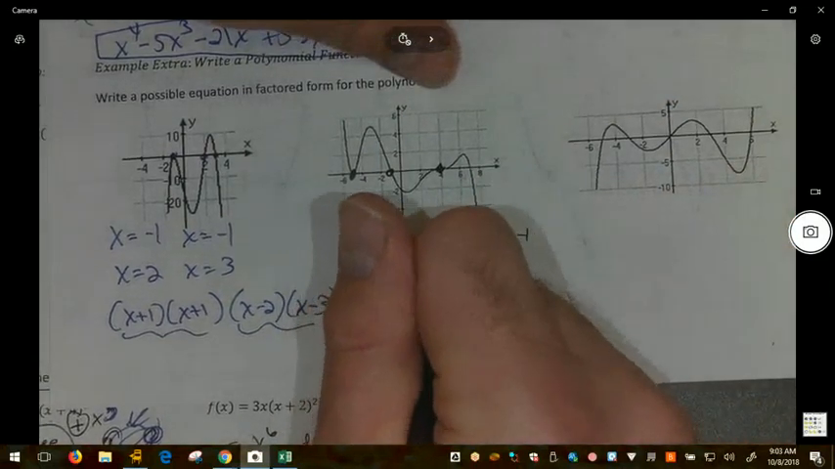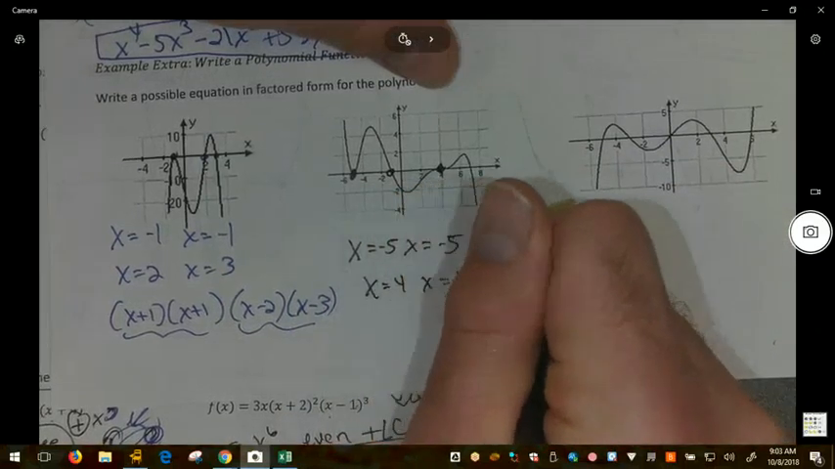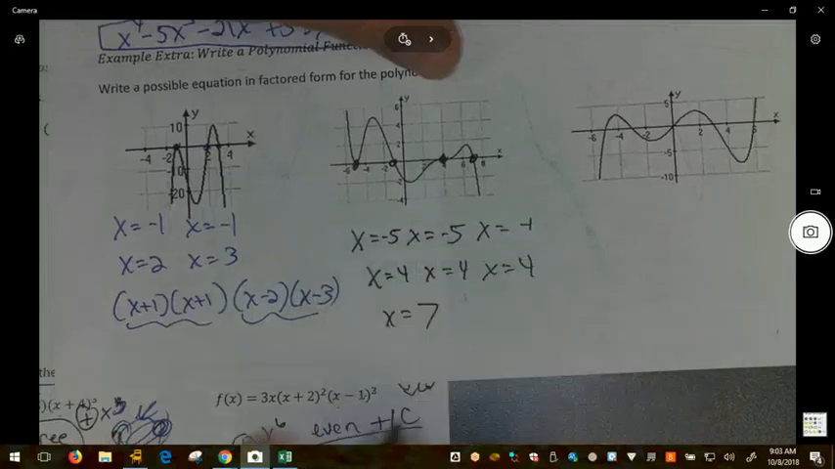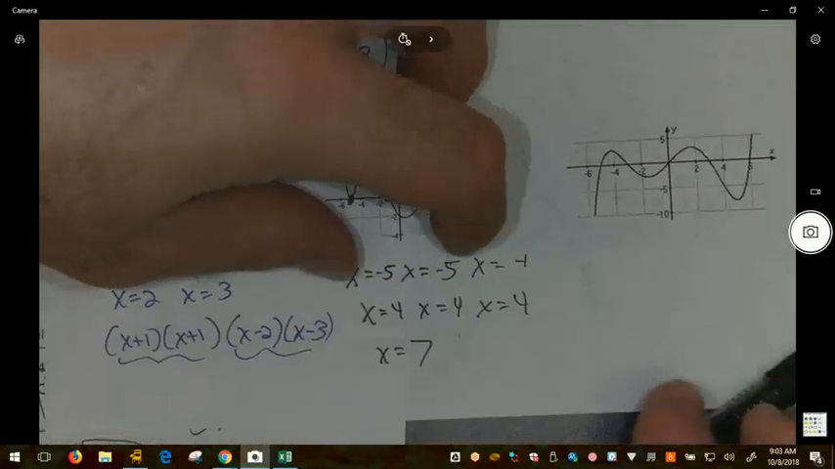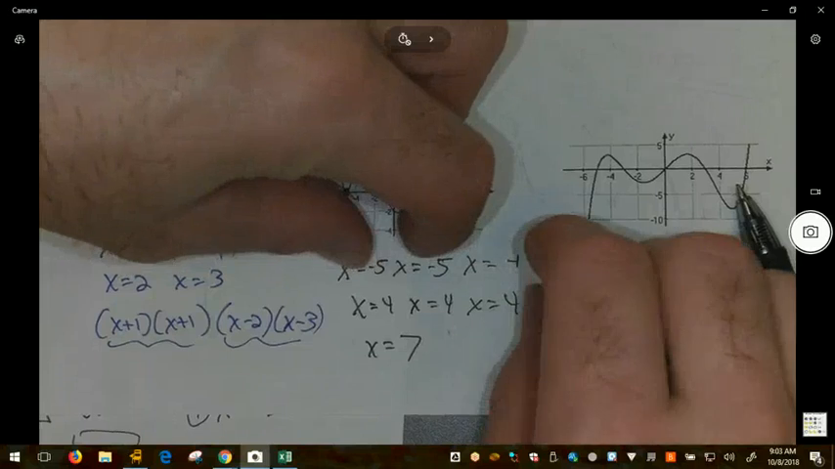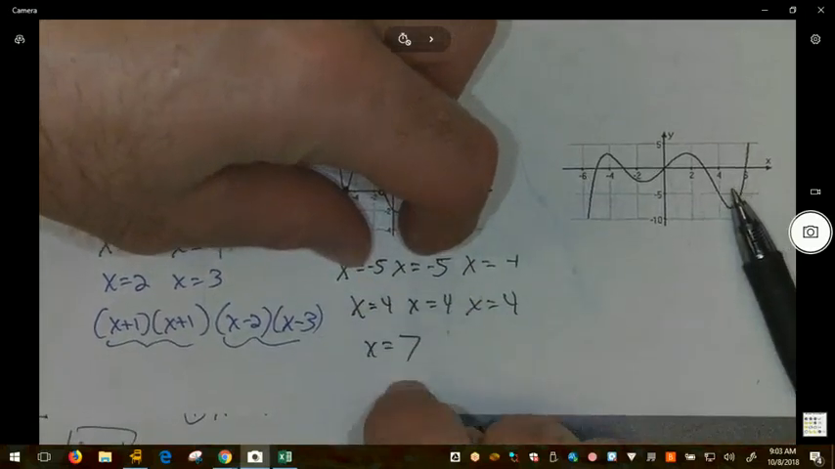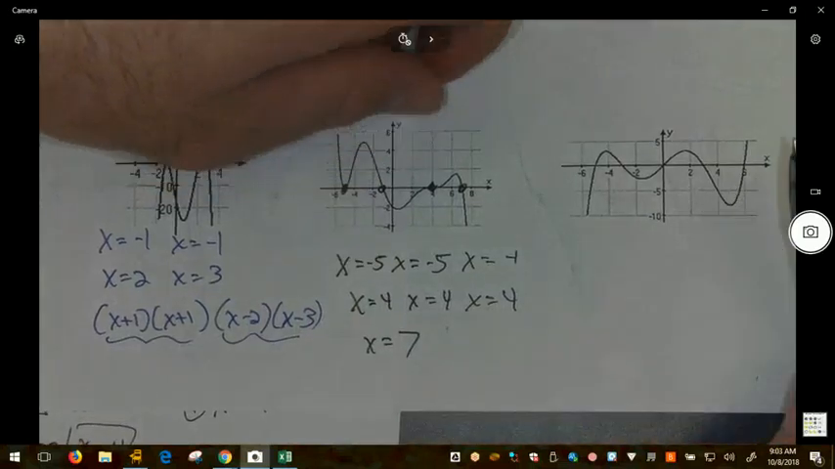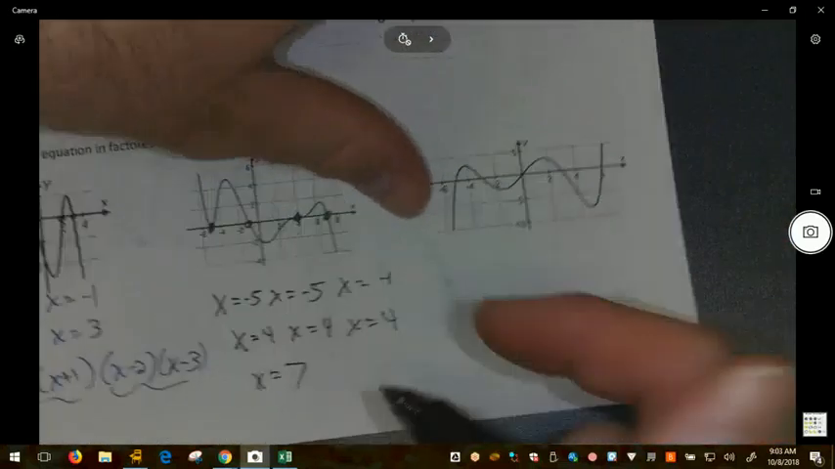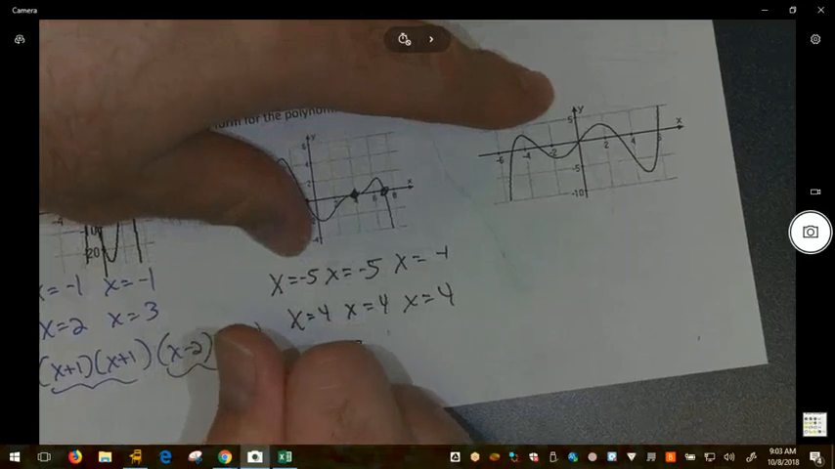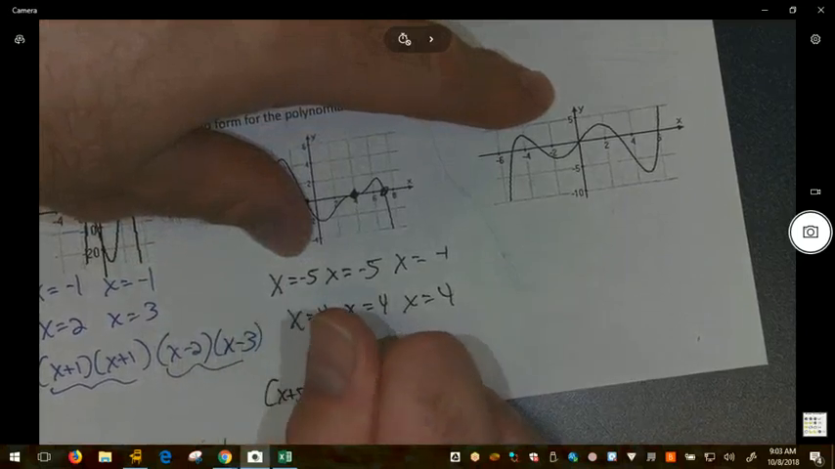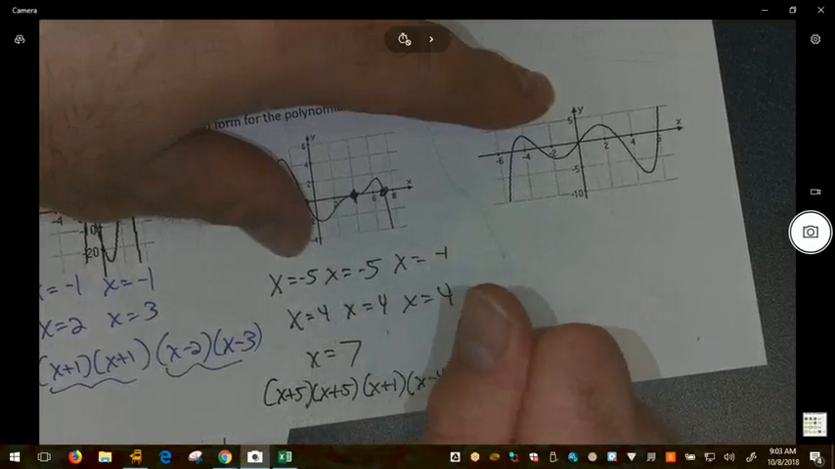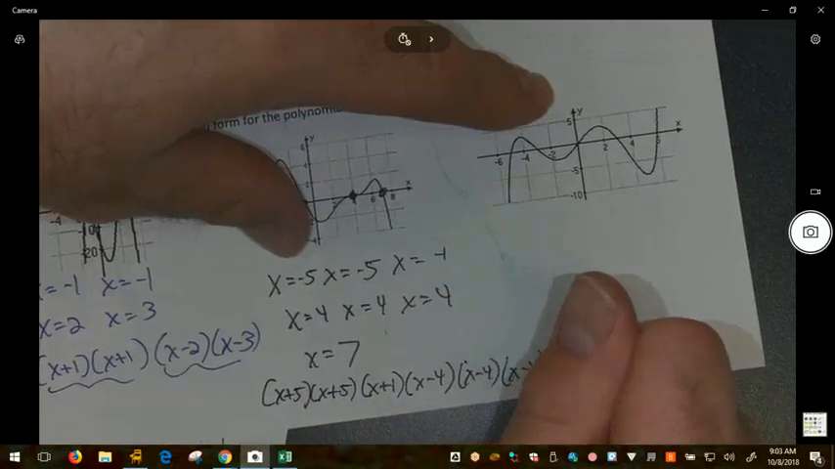So technically, I should have an odd number of x to the fourths, and then here I have x equals 7. So I'm going to have to get a quadratic from that, a quadratic from that, a quadratic from that, and a singleton here. Multiply two of the quadratics, multiply it by the third quadratic, and multiply this one. So my factors would be x plus 5 by x plus 5 by x plus 1 by x minus 4 by x minus 4 by x minus 4 by x minus 7.